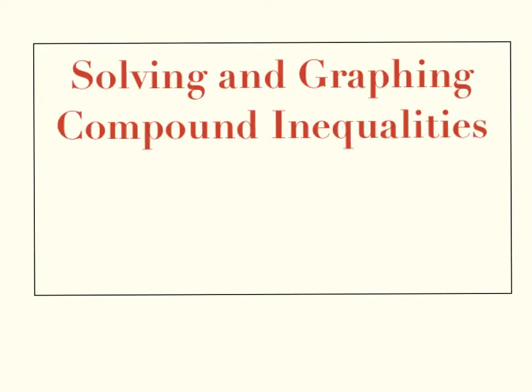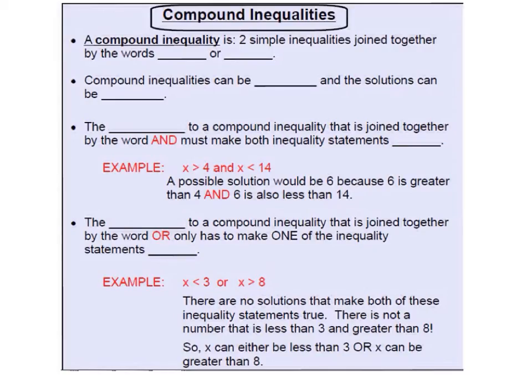In this lesson, we will look at how to solve and how to graph a compound inequality. A compound inequality is just two inequalities that have been joined together. First, let's go over a few basics of compound inequalities. A compound inequality is two simple inequalities joined together by the word and or the word or.